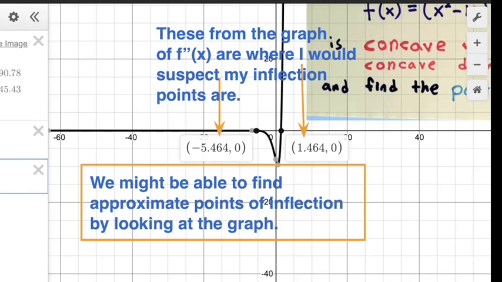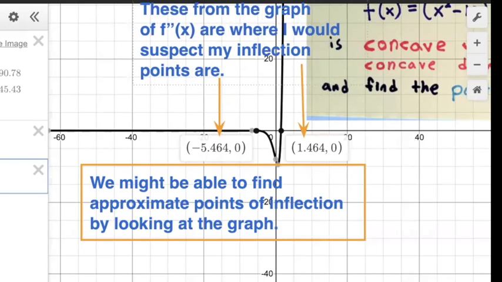Now, there are two problems with this. The first is from this graph, I don't know for sure that these are the only two places that f double prime of x crosses. And the second is that these are approximate values. I might need exact values.